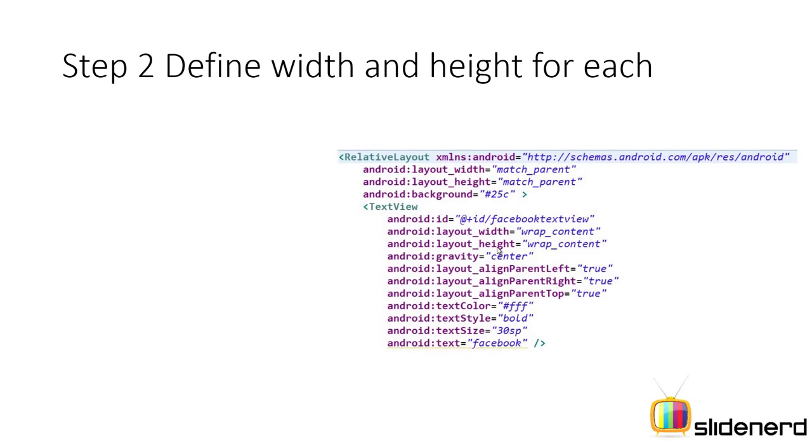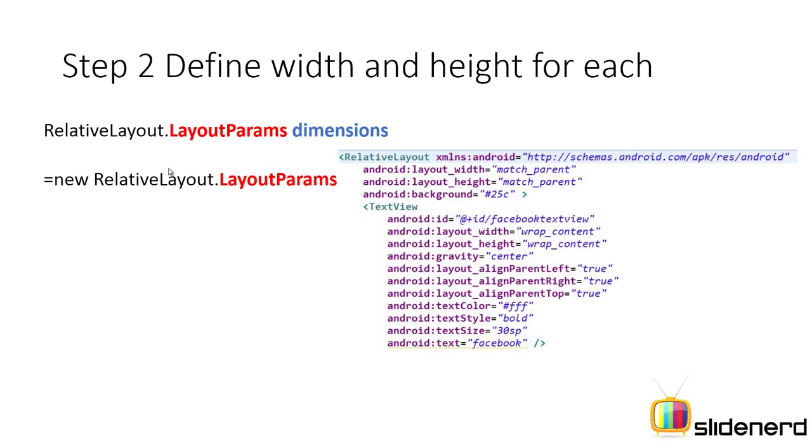How do you do that in Java code? Well, in Java code you simply use a class called layout params. Now this layout params is inside your relative layout class. Alright, and to create an object of that you simply say relative layout dot layout params. Now the reason why you write it like this is because your layout params is an inner class inside your relative layout. Alright, so that being said, let me actually go ahead and say layout params.